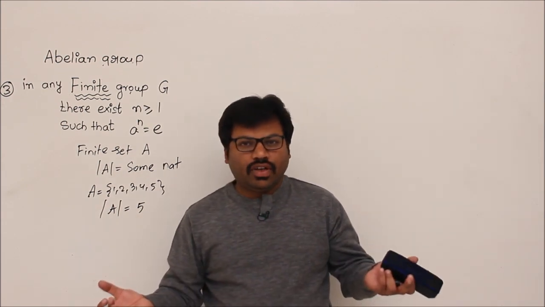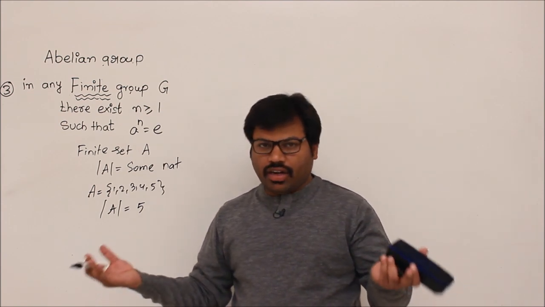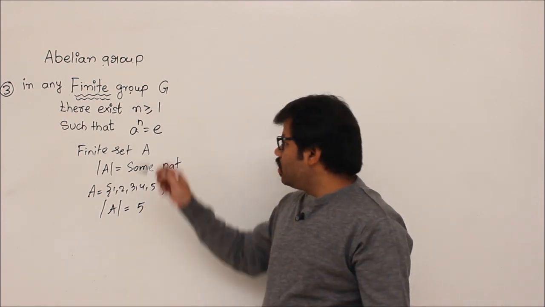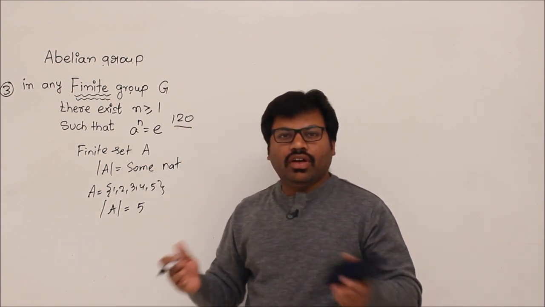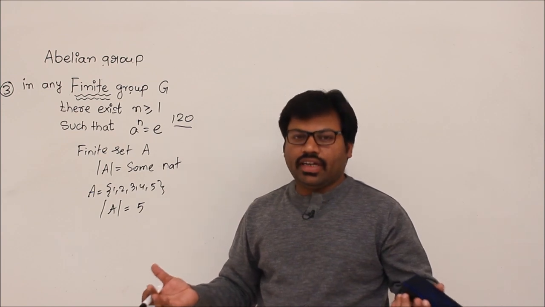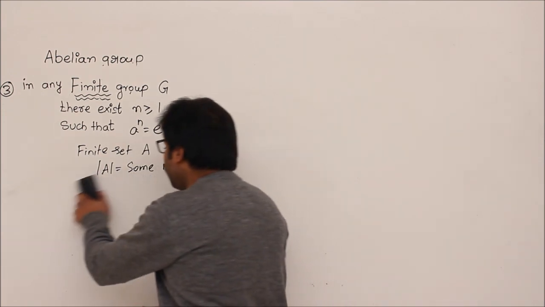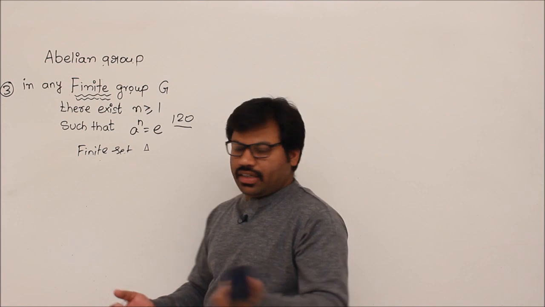Similarly, the set of people in our country, 100 crores, let's say, otherwise 120 crores. So that is a natural number. That means the set of people in this country is a finite set. Similarly, all the people in the world is finite.